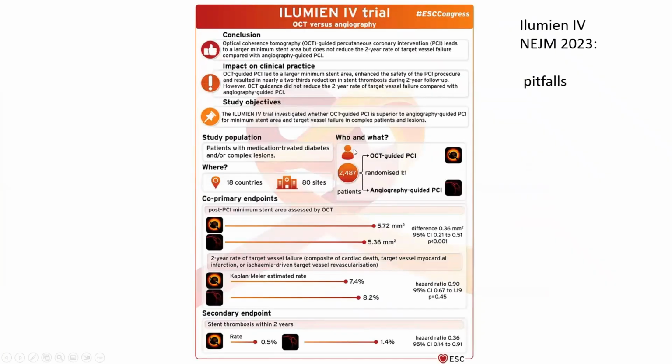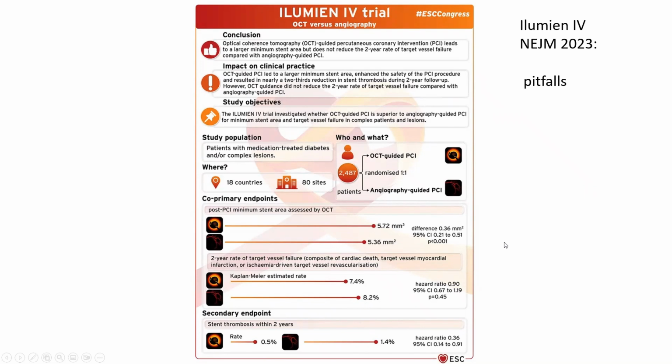I want to describe the recently published Ilumien IV trial and why it failed. This is the largest OCT versus angiography trial to date. It selected complex disease, and it did not show an improvement in target vessel failure, unlike the two prior major trials.